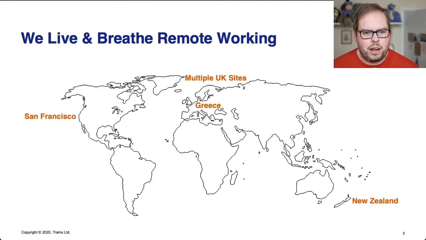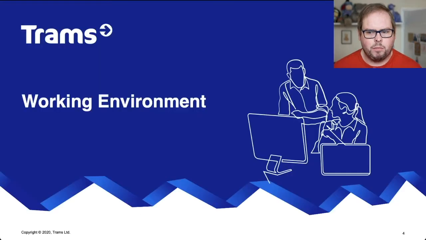At Trams, we already operate in this agile working environment. So although we have 2 offices in London, we have staff spread throughout the UK, also in Greece, New Zealand and San Francisco. Staff can work from home or they can come in to any of our offices. Effectively, we have a work from anywhere approach. So when we're looking at new cloud services, one of the considerations we have is how would they help us? How could we apply them to our working environment?